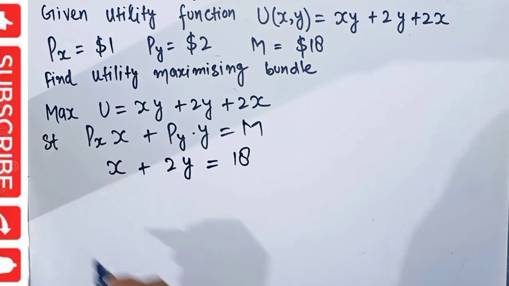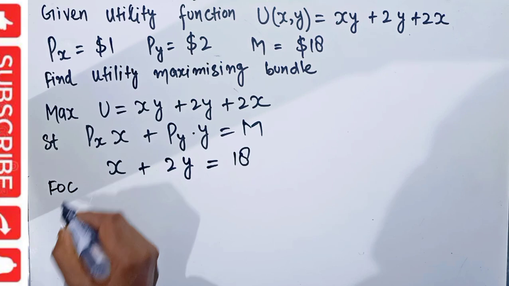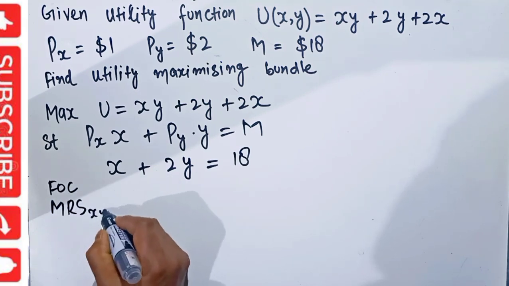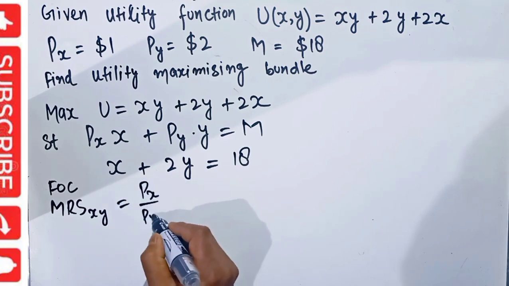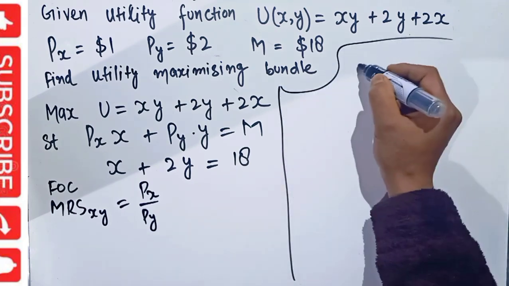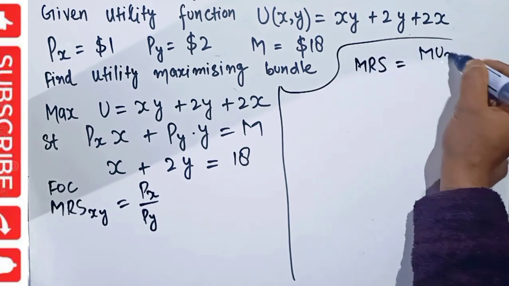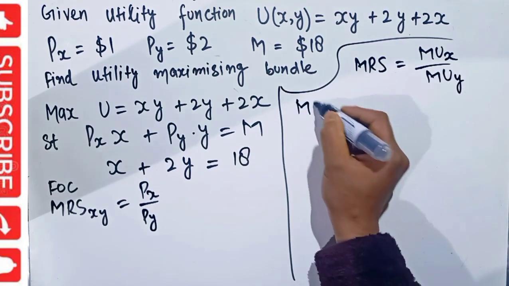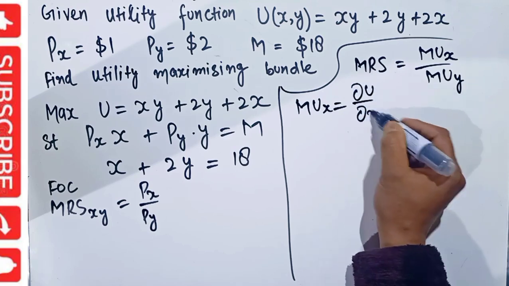So we know for utility maximization, the first order condition requires that the marginal rate of substitution between good x and y should be equal to the ratio of the prices, that is price of x upon price of y. MRS is simply the marginal utility of good x upon marginal utility of good y. And marginal utility of good x is given by the partial derivative of the utility function with respect to good x.